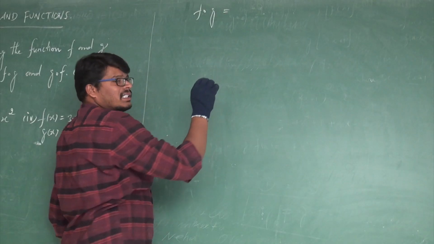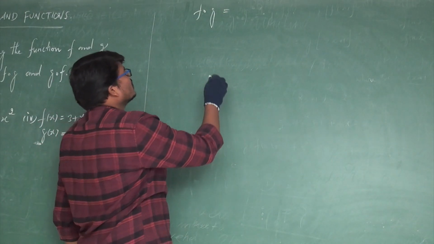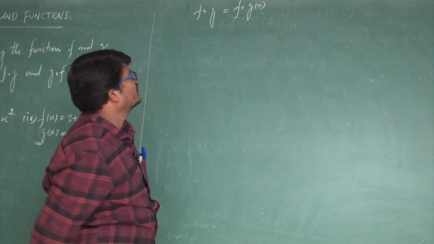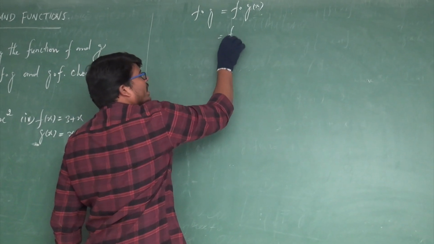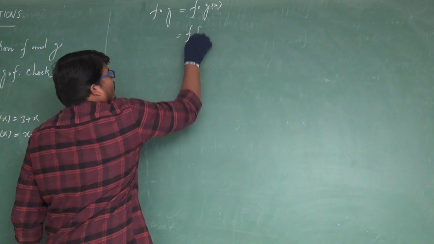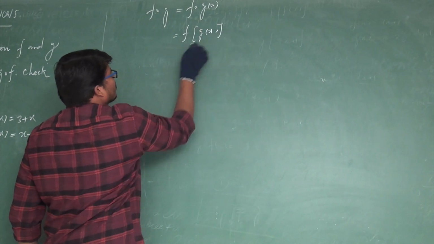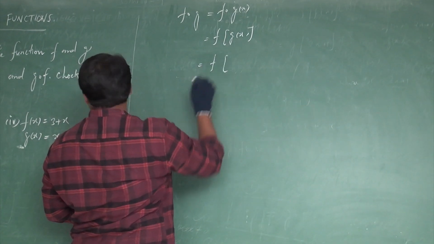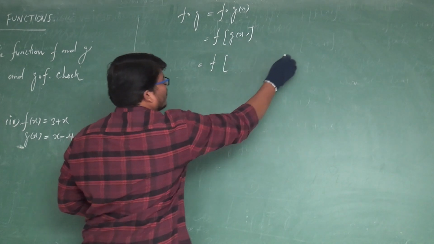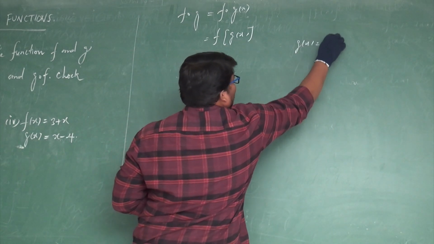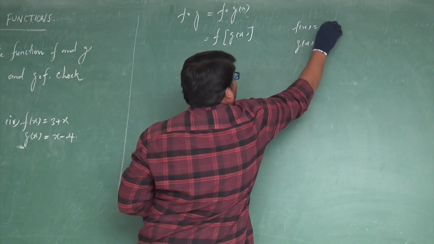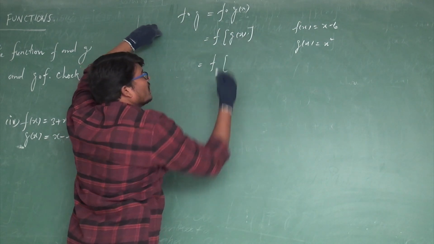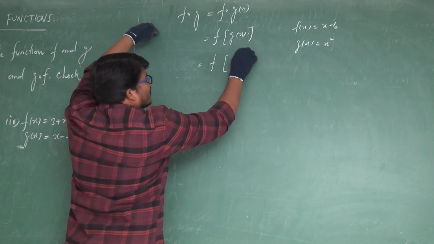F dot g is written as f of g of x, where f is outside, f of g of x. Here g of x equals x square and f of x is x minus 6. Now substitute the value: g of x is x square.